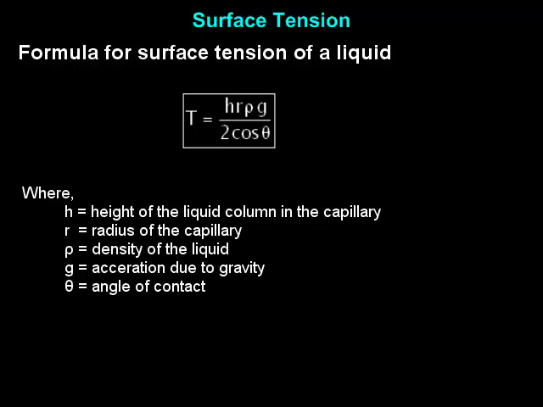From the capillary action, we can find out the formula for surface tension of the liquid also. The formula is given as T is equal to h r rho g upon 2 cos theta, where h is the height of the liquid column in the capillary, r is the radius of the capillary, rho is the density of the liquid, g is acceleration due to gravity, and theta is the angle of contact.